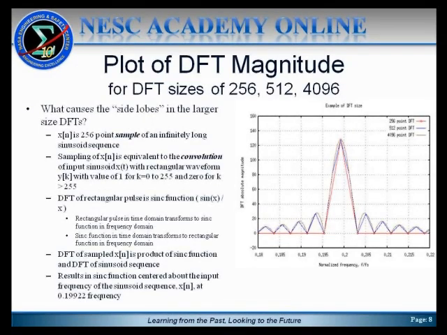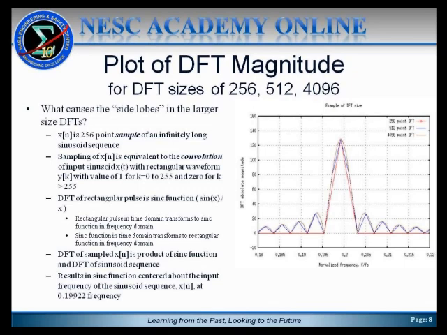So now we'll look at larger magnitude sizes of DFTs for that same input signal. We'll keep the same waveform, 256 points, with an input normalized frequency of 0.19922. Now you'll see when we run larger DFT sizes, 1024 or 4096 points, we start to pick up side lobes, as you see in the figure to the right.